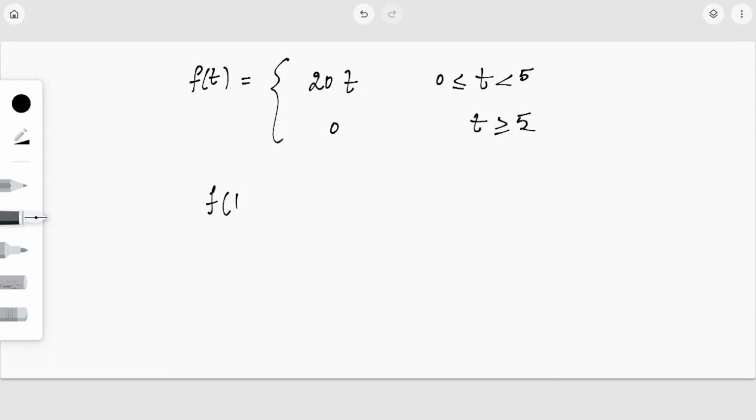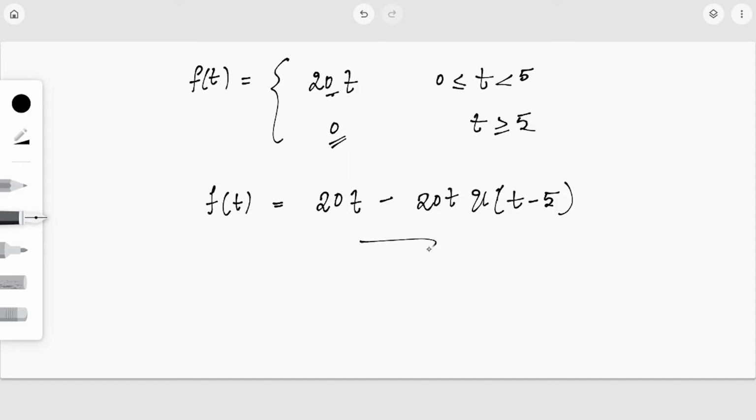Suppose f(t) is like 20t when 0 is less than or equal to t less than 5, and 0 when t is greater than or equal to 5. How can I write this f(t) in terms of the step function? Here g(t) is 20t, h(t) is 0. So f(t) will be 20t minus 20t times u(t minus a), where a is 5 here, plus 0 times, so you don't need to write that.